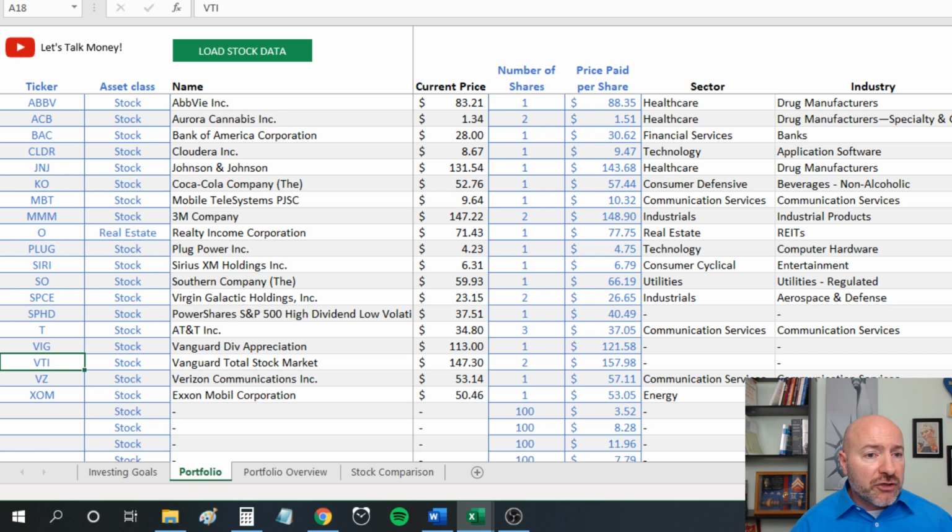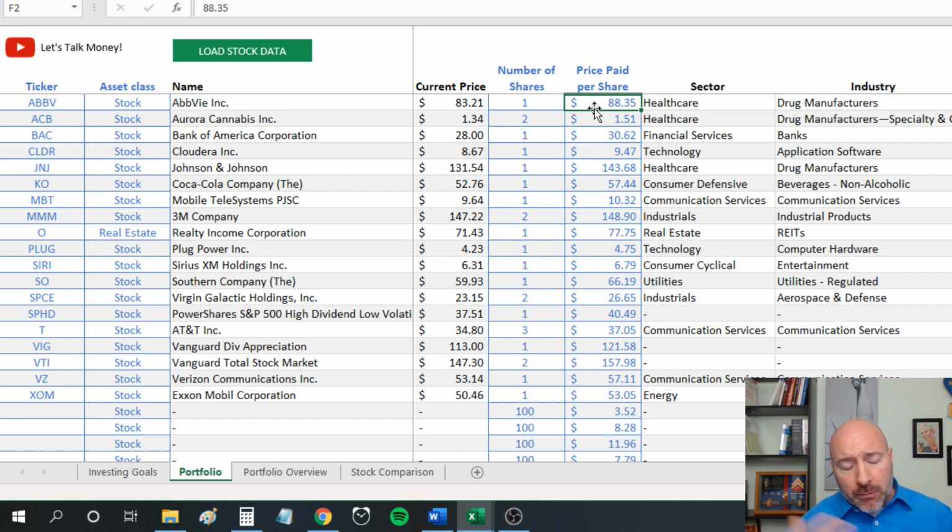So basically, if you download this spreadsheet, you're going to first go to this portfolio tab, and you can put in up to 50 stocks here, stocks, funds, anything listed on the exchanges. Put in the ticker symbol first, and it looks like Kyle has 19 stocks here in his portfolio. You're going to put in the number of shares and the price per share you paid on these.